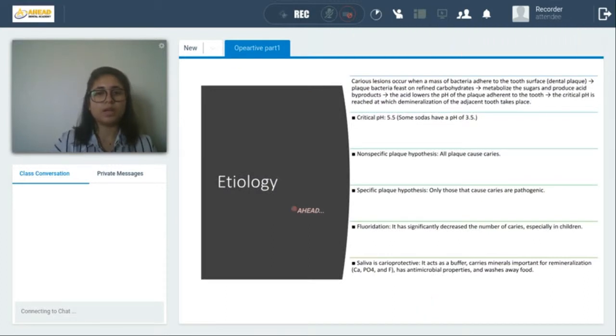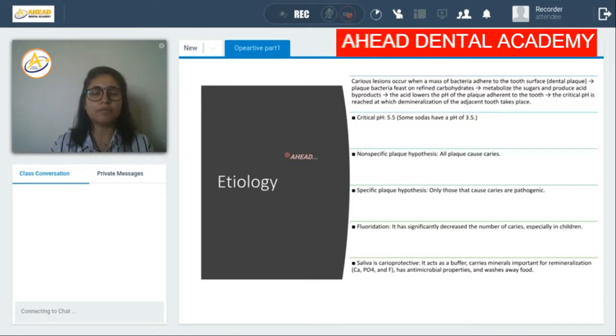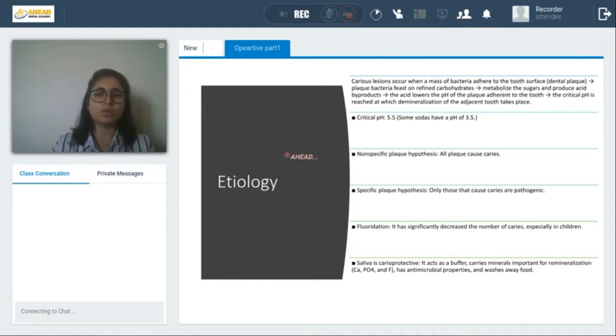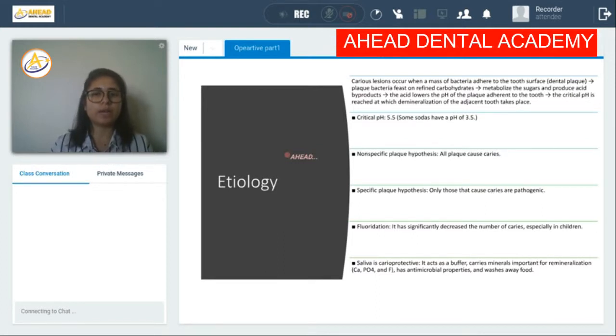A little bit about etiology. Carious lesions occur when a mass of bacteria adheres to the tooth surface. And what is that mass? That mass is dental plaque. So the plaque bacteria then feast on refined carbohydrates. What are refined carbohydrates? Obviously sugars. The plaque bacteria metabolize those sugars and produce acid byproducts. And what is that acid? Lactic acid. The acid then lowers the pH of plaque, which is adherent to the tooth, and the critical pH is reached at which demineralization of the adjacent tooth takes place.